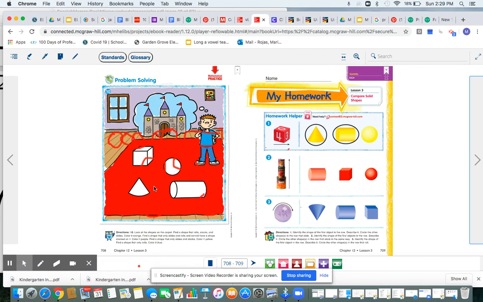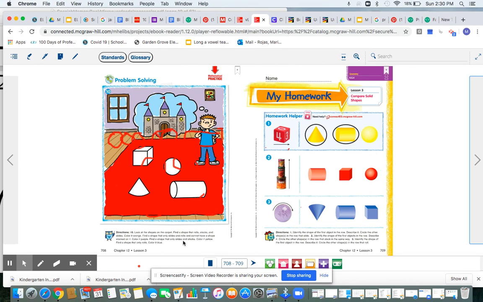So here, you're going to look at the shapes on the carpet. Find a shape that rolls, stacks, and slides. Color it orange. So if it rolls, stacks, and slides, you're going to color it orange. And find a shape that only slides and rolls and cannot have a shape stacked on it. So only a shape that can roll and slide. You're going to color it purple.